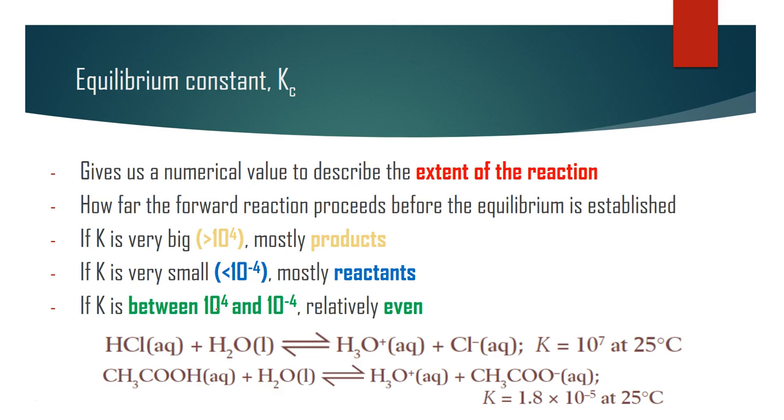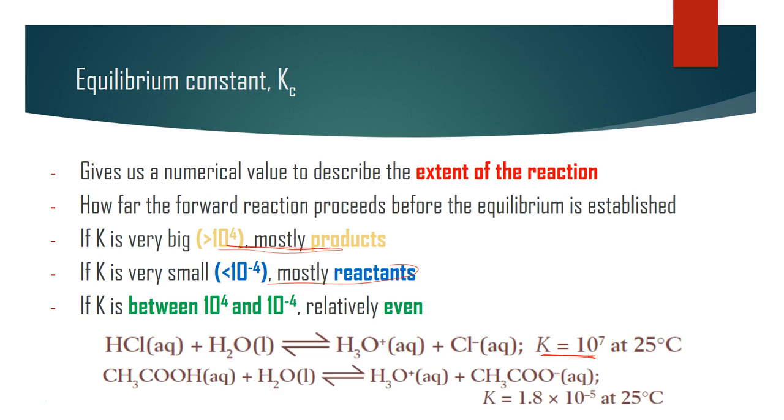For examples, we can look at the reaction between the strong acid hydrochloric acid and water to give H3O plus and Cl minus. We know the strong acid pretty much dissociates completely at 25 degrees C in water, and this K value indicates that: we have 10 to the 7 at 25 degrees C, which tells us it is mostly products. If we contrast that with a weak acid, say ethanoic acid, our K value is 1.8 times 10 to the negative 5, which puts it firmly in the mostly reactants category, which goes along with what we understand about weak acids.